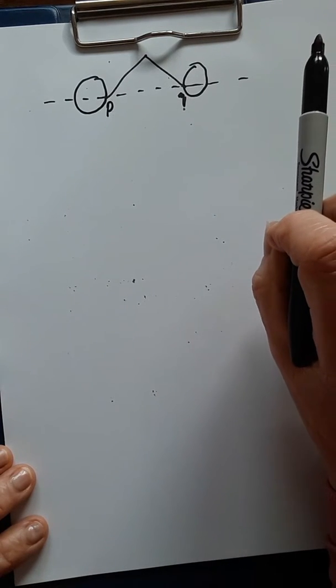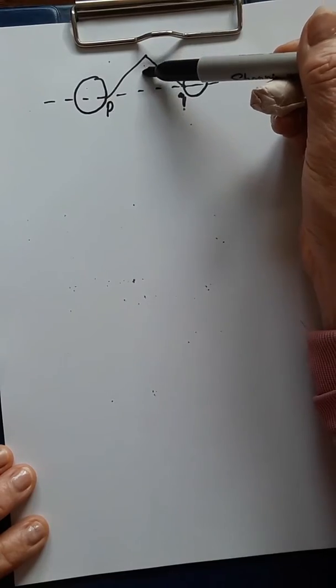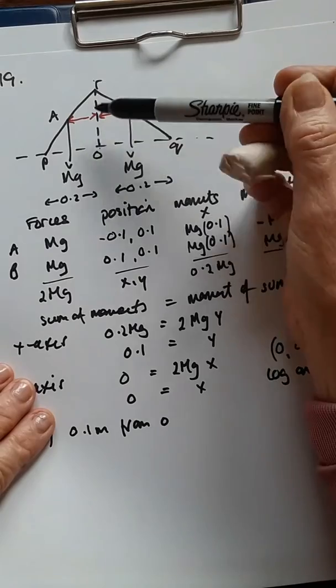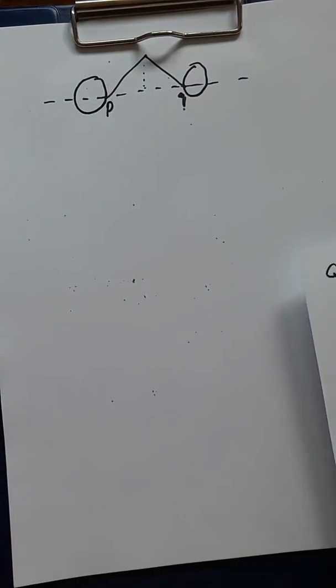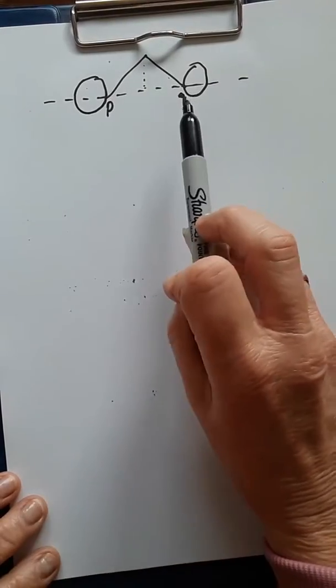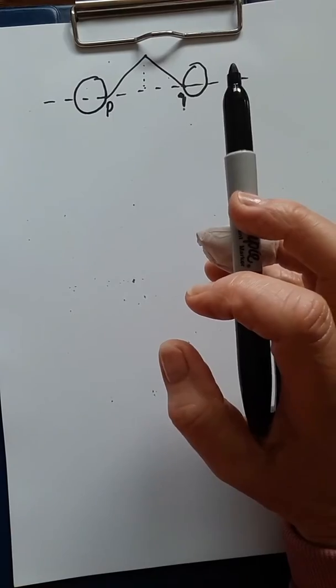And the distance from R to AB is 0.2. So this distance here is the same as in the previous question. From R to O was 0.2. So this is the same. You've got to find the distance of the centre of gravity of this sign from the line AB. So find the position of the centre of gravity of the sign.